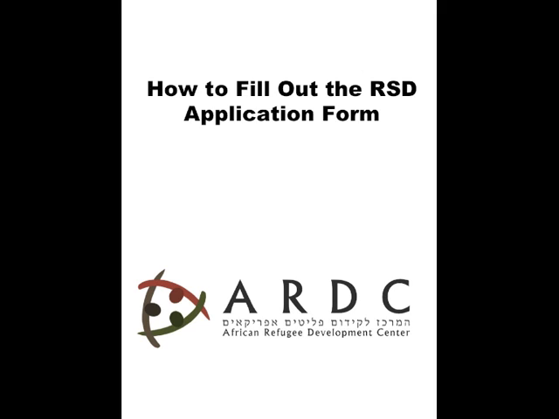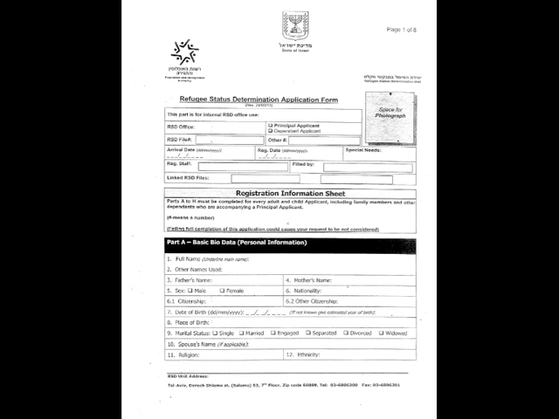In order to be recognized as a refugee in Israel, you must go through the refugee status determination process. If you would like more information about the definition of a refugee, please visit the ARDC office. This is the Refugee Status Determination application form, which you have to fill out in order to enter the RSD process. We will look at this form in detail.